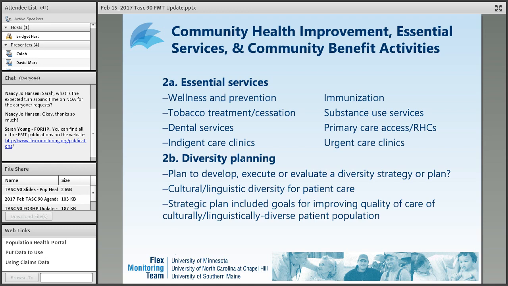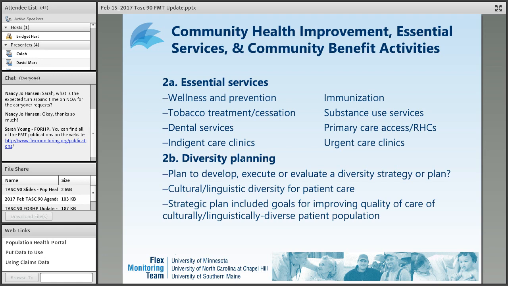Under the essential services, these are less about a percentage and more about a yes or no question about whether our hospitals are doing this. So what are they providing for wellness and prevention services? Are they engaged in tobacco treatment, dental services, indigent care clinics, urgent care, primary care, substance use, mental health, and immunizations?